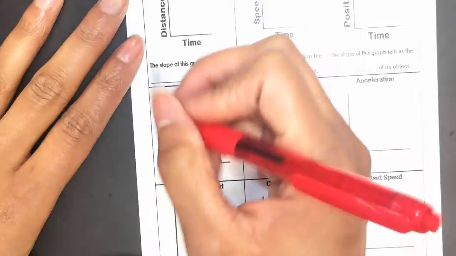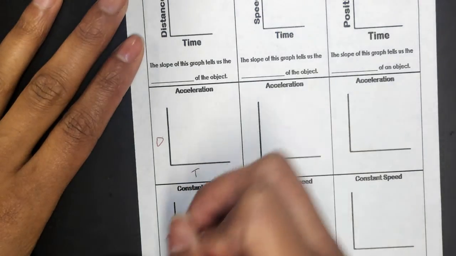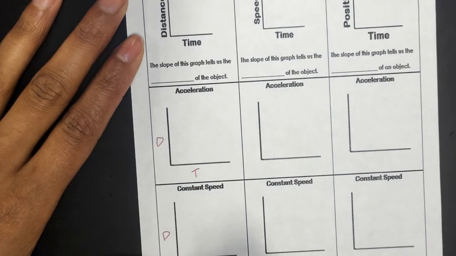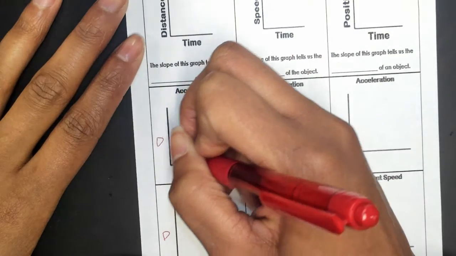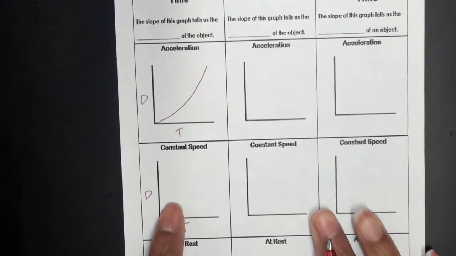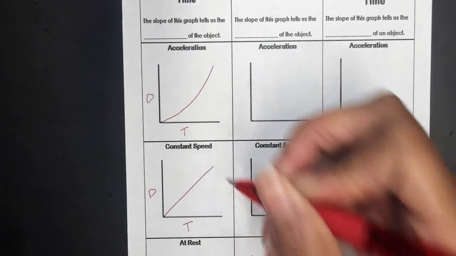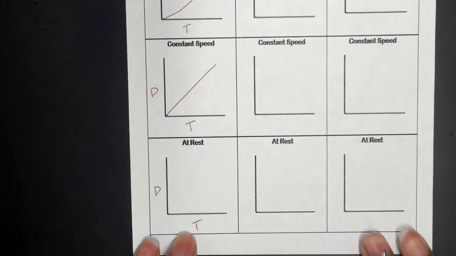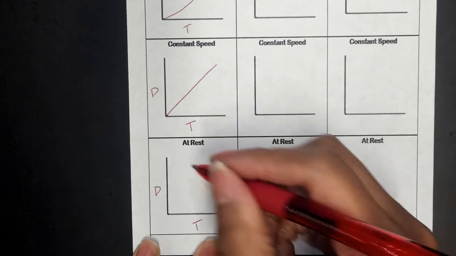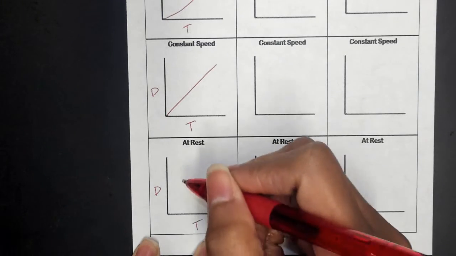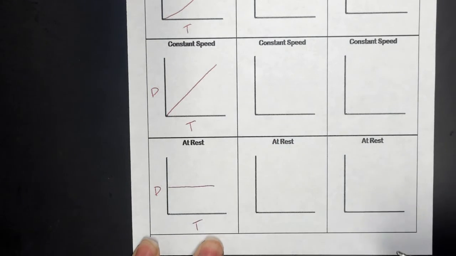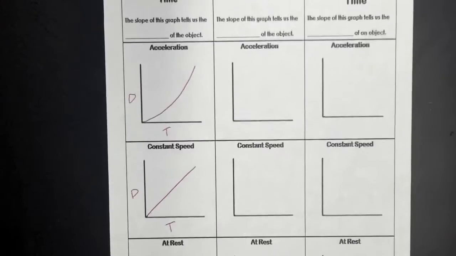Let's move to this. So what does acceleration look like on a DT graph? A curve. Very well done. What does constant speed look like on a DT graph? A straight diagonal line. And then what does at rest look like? A straight line. Does that have to be at the bottom? It does not. It can be anywhere.